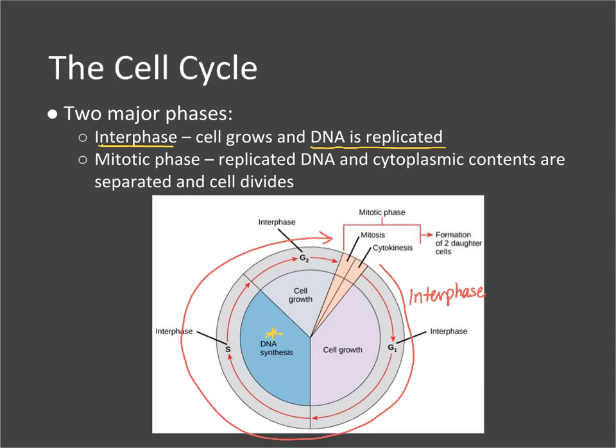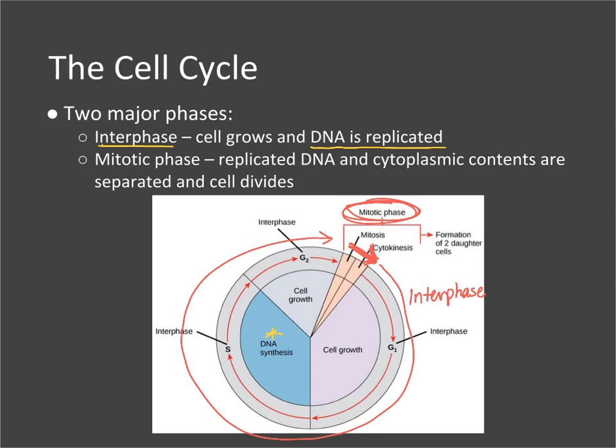The second part of the cell cycle is this mitotic phase. And the mitotic phase actually makes up a relatively small period of time in the cell cycle. During mitosis, the DNA that was replicated during interphase gets separated and divided into those two new cells that are being made. In addition to the DNA getting separated, all the stuff in the cytoplasm also gets separated.